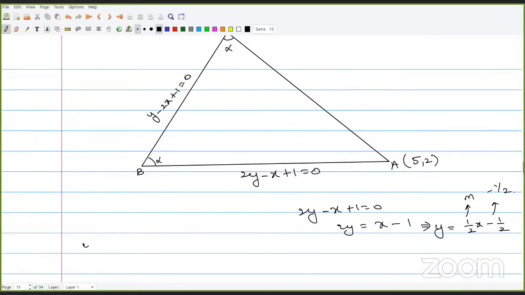The slope of the line BC is minus half is the second option. So the BC line equation is y is equal to 2x minus 1. So now the slope is 2 and the y-intercept is minus 1. So here we got slope is 2. But in the option it is given that the slope is minus half. So it is an incorrect option. Now we need to find tan alpha.